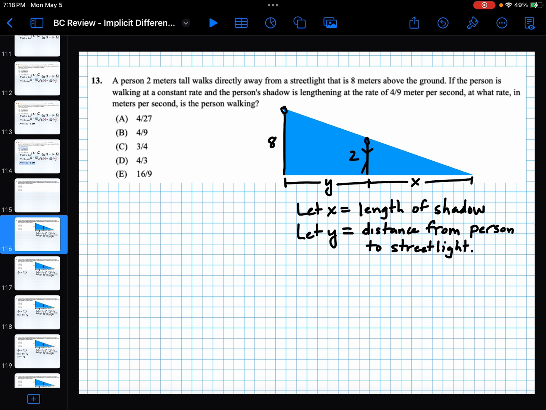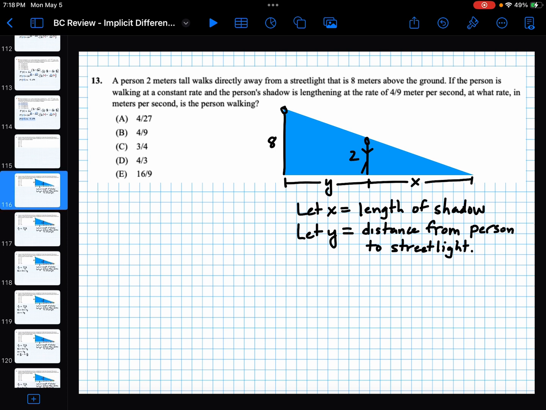Now, it does say the person is walking, and it says the shadow is lengthening. So for the shadow to be lengthening, the person has to be walking away from the lamppost. So that means that Y is getting bigger over time. That was the tricky part of the question. Anyway, there's our similar triangles and our proportional sides equation.